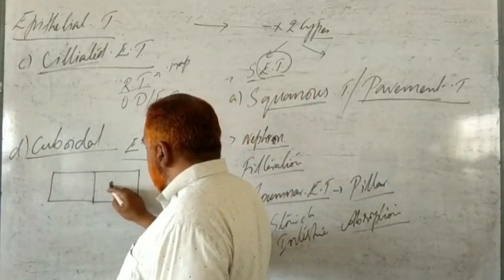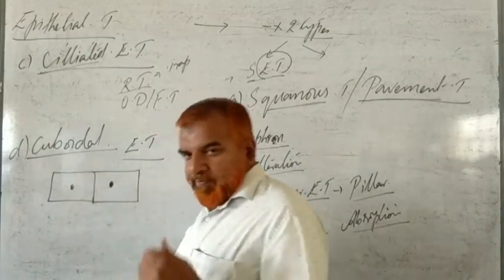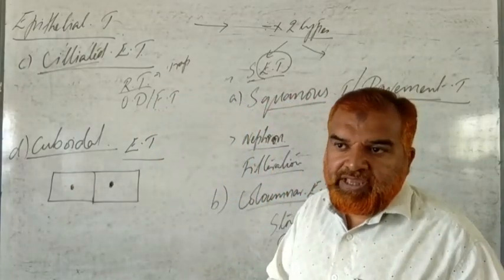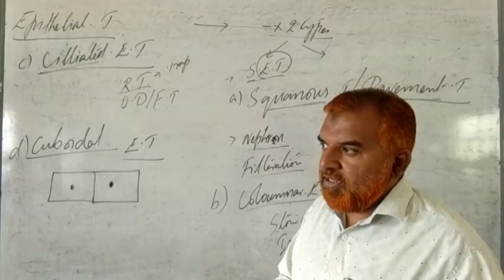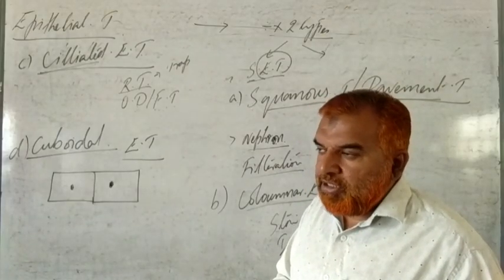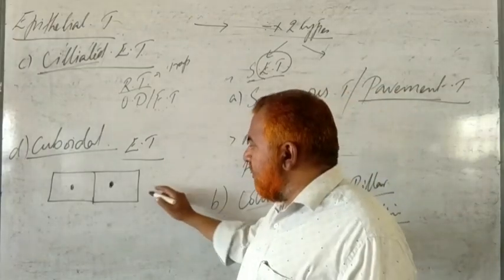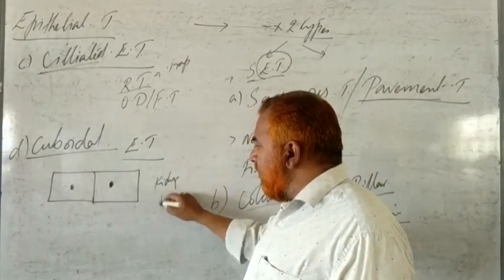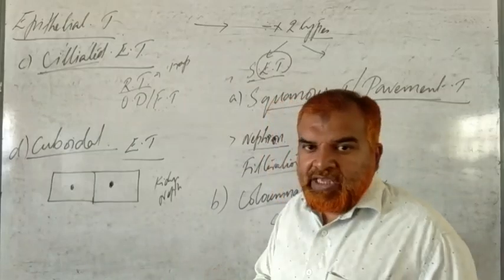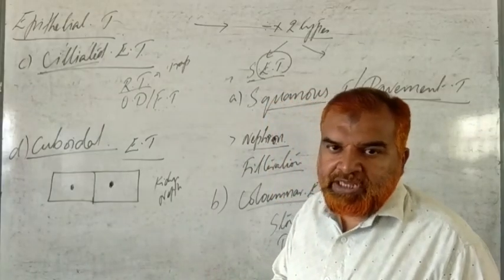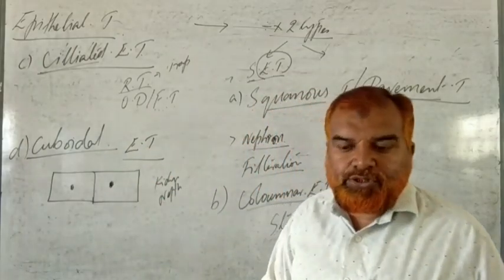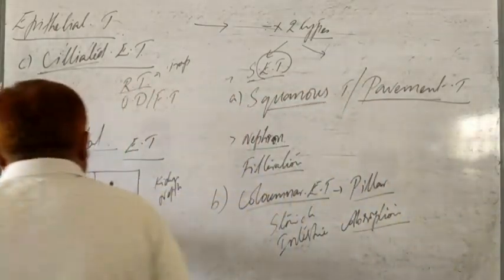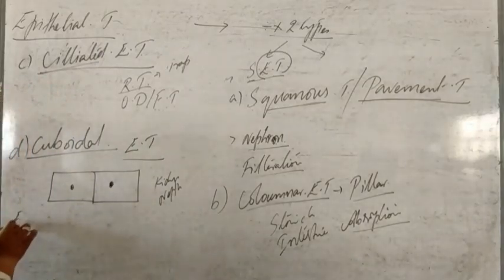Here the cells are closely, compactly arranged, same points, on a basement membrane, with thick, dense cytoplasm and a prominent nucleus in the center. Cuboidal epithelial tissue is also present in the DCT of the kidneys. In the nephron, the distal convoluted tubule helps in secretion. Why is it known as cuboidal? Because the shape of the cells is cube-like.